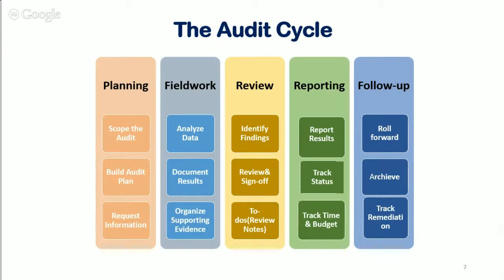Now let's look at the audit cycle. The audit cycle consists of 5 phases. First is the planning. Next, you have the field work. Then you review the data, and then you prepare the report, and you can also have a follow-up. CAATs can be used at each of the stages as required.